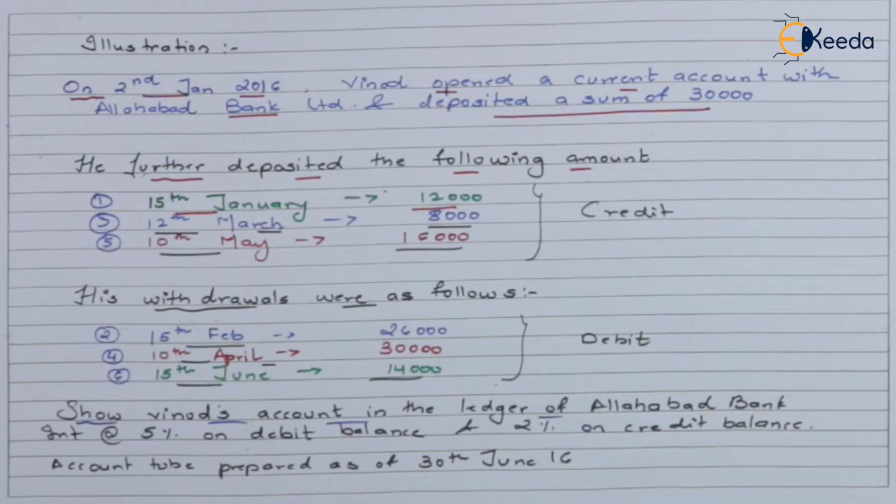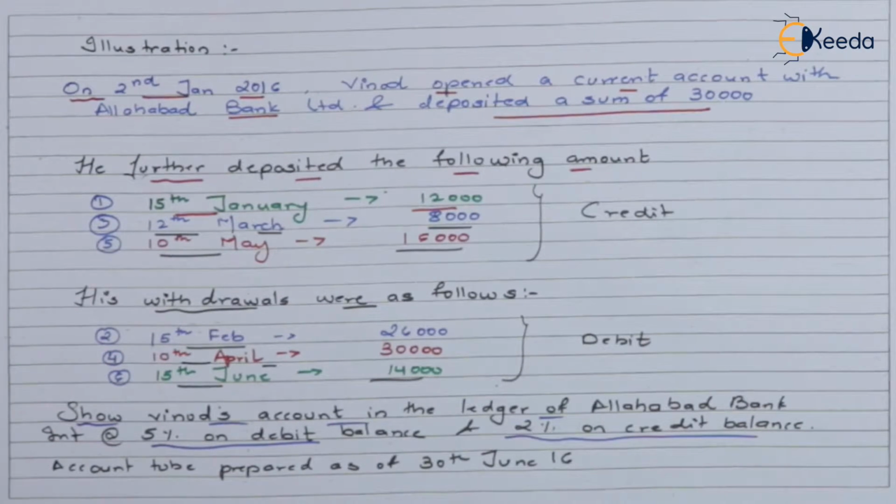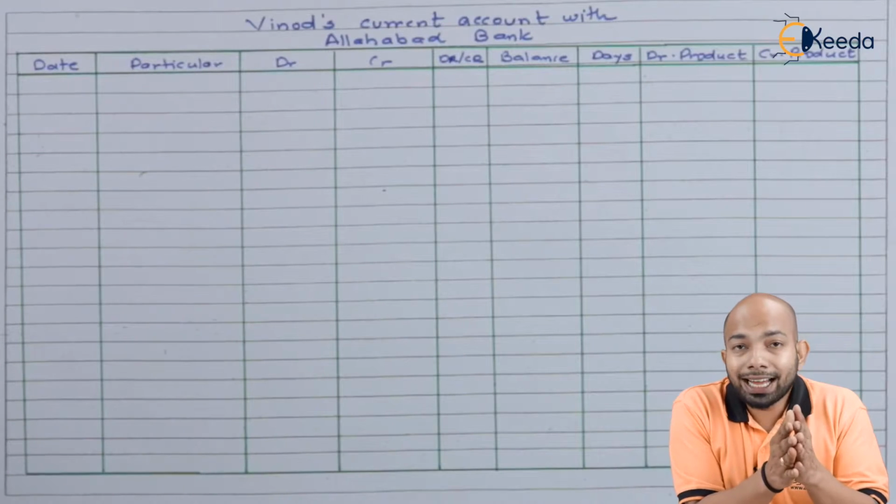So we have to show Vinod's account in the ledger of Allahabad Bank. Now interest has to be calculated at the rate of 5% and 2% respectively. 5% will be on the debit balance and 2% will be on the credit balance. Account has to be prepared as of 30th of June 2016. Let's go ahead and prepare the actual format of this. So the format has been prepared.